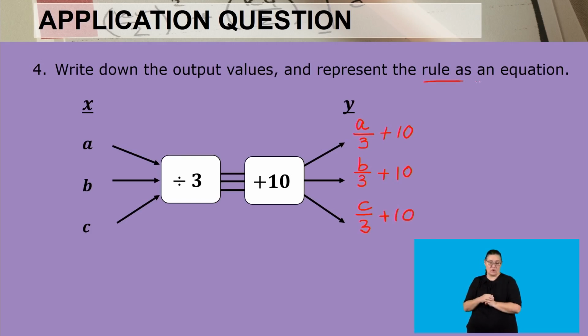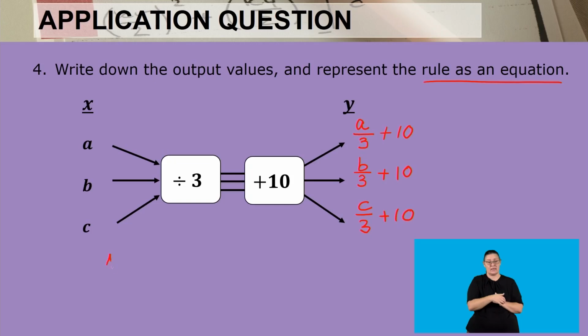And for the last part of our question there, to write the rule as an equation or in an algebraic form, we are going to say we get the output value by taking the input value and dividing it by 3, and then adding our 10. So there we have represented it using the variables that are used for our input value and our output values.